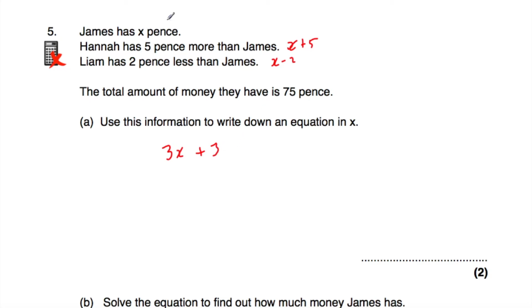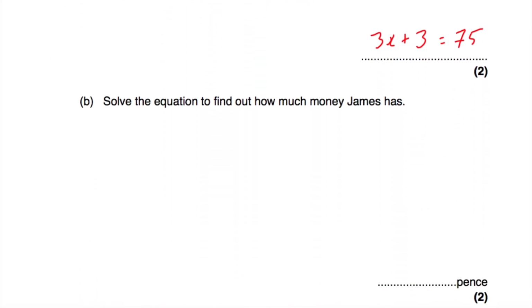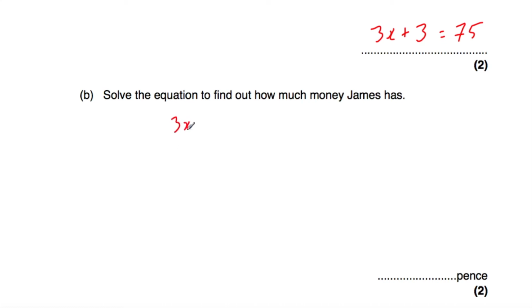So we had x plus x plus x is 3x, and then we've got 5, and then take away 2 is 3. Or you could do minus 2 plus 5, which would be plus 3. And then that's equal to 75 pence. So that's our equation. 3x plus 3 is equal to 75. And that's it. Okay, and then part B. Part B says solve the equation. So we've got 3x plus 3 equals 75.